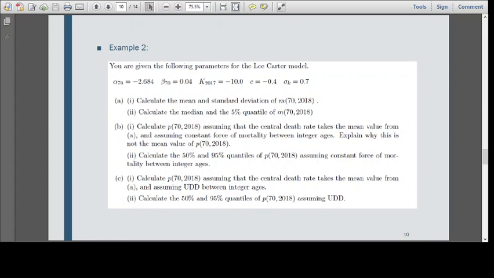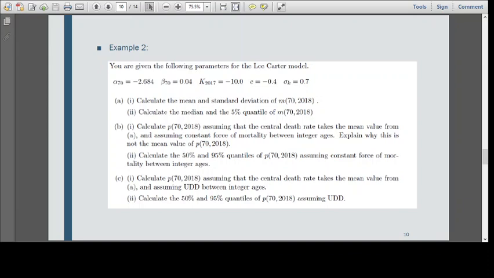Now we are going to look at example 2, where we have alpha, beta, k for the previous year, and c and sigma k. We want to calculate the mean and the standard deviation, and calculate the median and the 5% quantile of M70 2018.